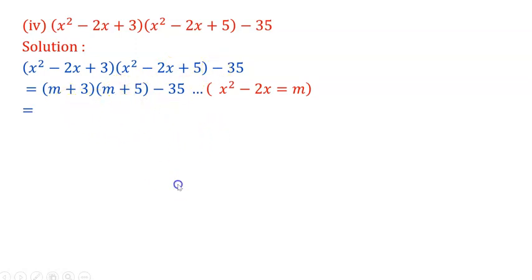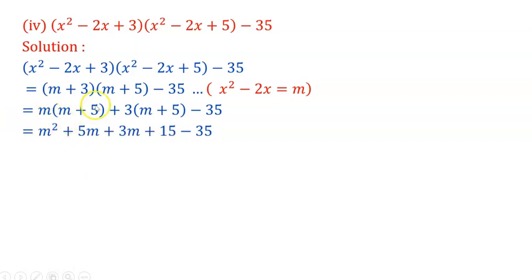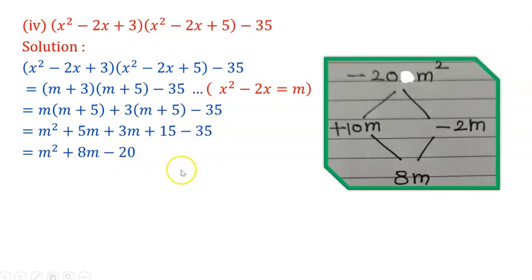Now the product of these two brackets, that is m into m plus 5 plus 3 into m plus 5 minus 35. The product of m into in bracket m plus 5 is m square plus 5m and the product of 3 into in bracket m plus 5 is 3m plus 15 minus 35. Now next, m square, 5m plus 3m you will get 8m, plus 15 minus 35 you will get minus 20. Now we will factorize this. The product of the first term and the last term is minus 20m square. Middle term is 8m.